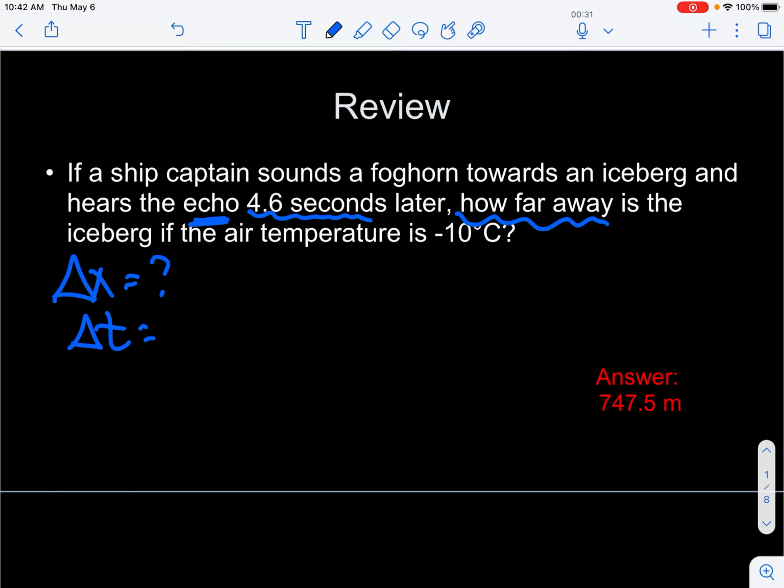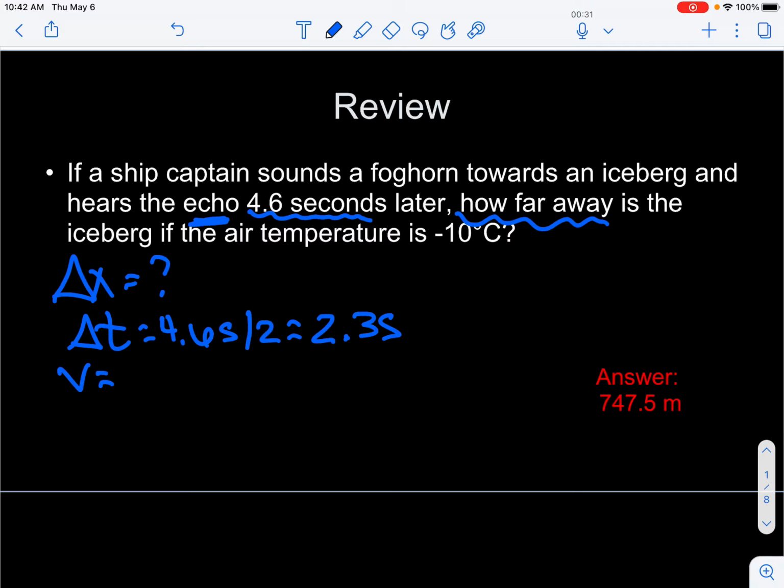So what this 4.6 seconds is telling us is that's the time it took the sound wave to go to the iceberg and then back. Well, we don't want to know that. We just want to know how far away it is. So we're going to take this 4.6 seconds and divide it by 2, which gives us 2.3 seconds. Okay, so the last thing that we have to figure out is our velocity, the velocity of our sound wave.